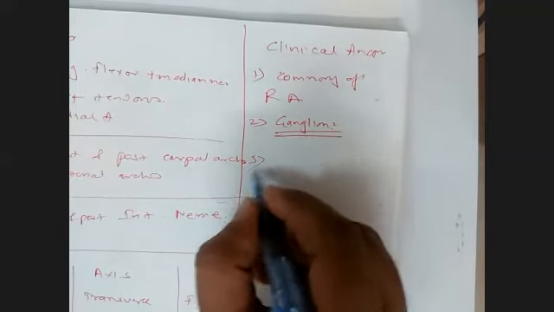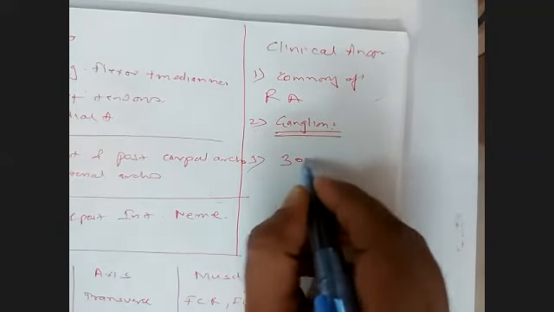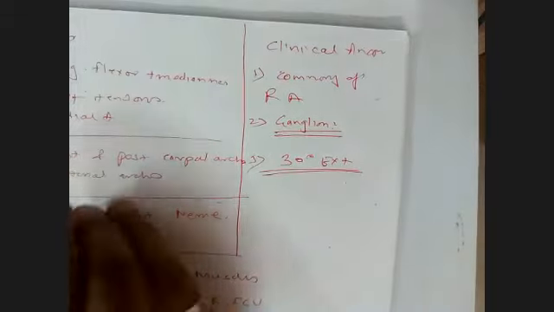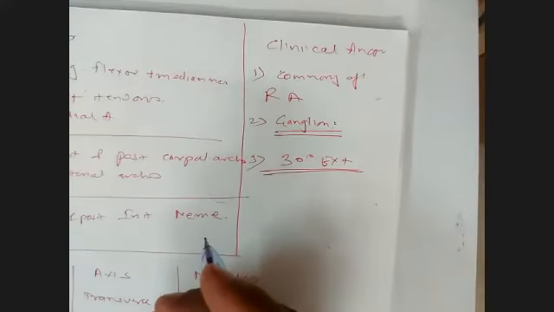The optimum angle at which the wrist joint can be fixed: suppose there is a lot of pain in the wrist joint, so we fix it at 30 degrees. So that is the optimum position of the wrist joint.